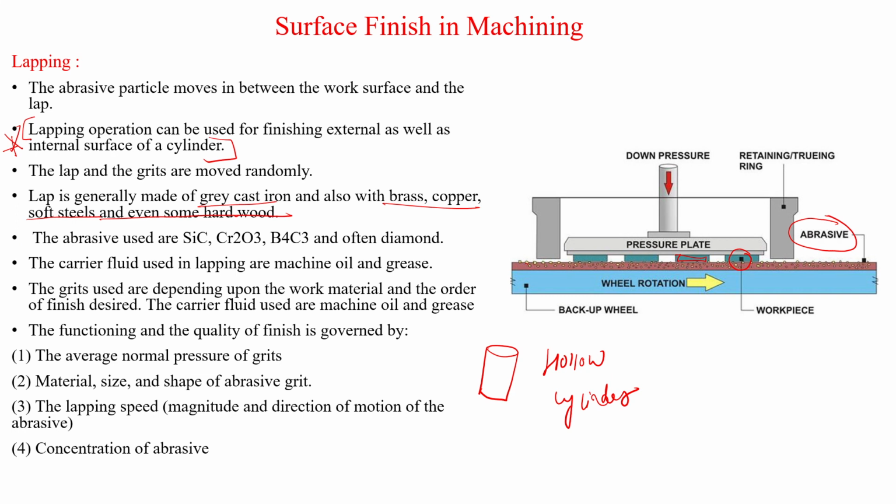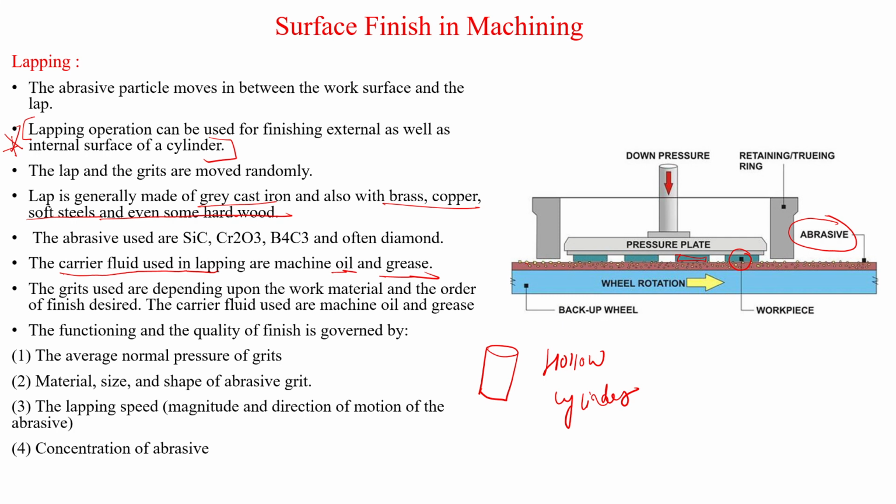And which abrasives are used? General abrasives like silicon carbide, chromium oxide, boron carbide, and also sometimes diamonds. These are the general abrasives which are used in case of lapping. When you are applying pressure, you are applying some air to push it. So to apply the air, you need a carrier fluid. This carrier fluid in the lapping process is generally machine oil and grease.